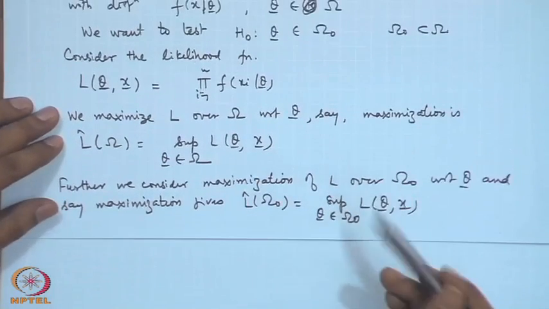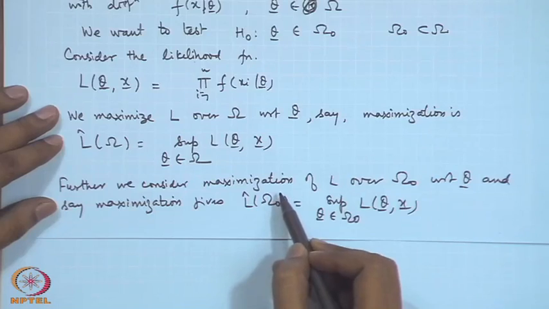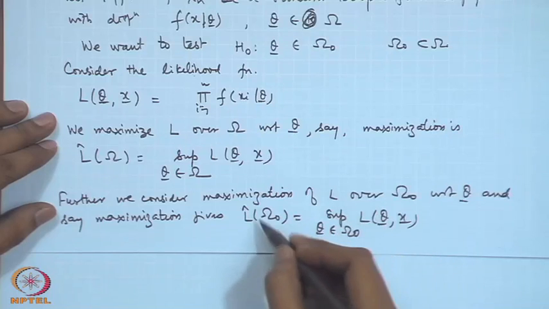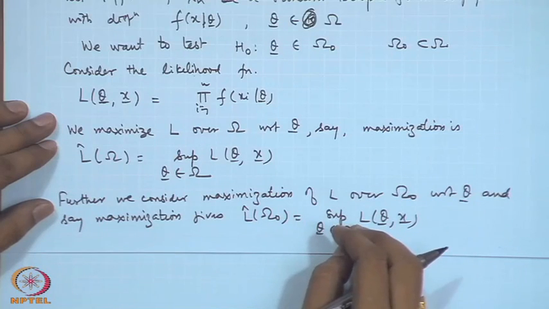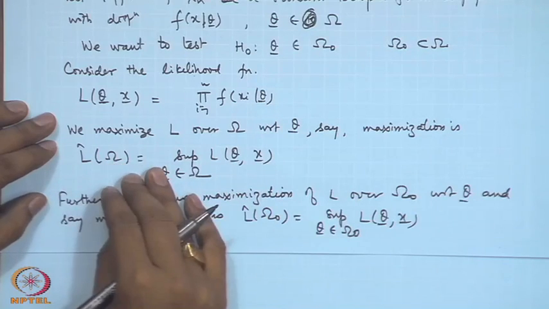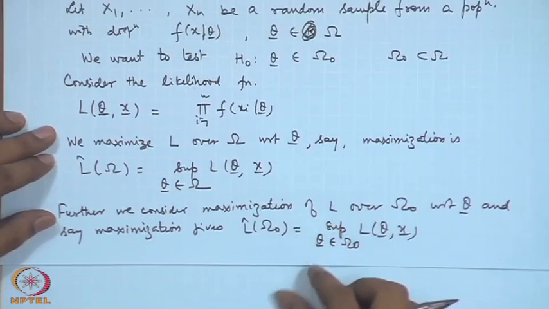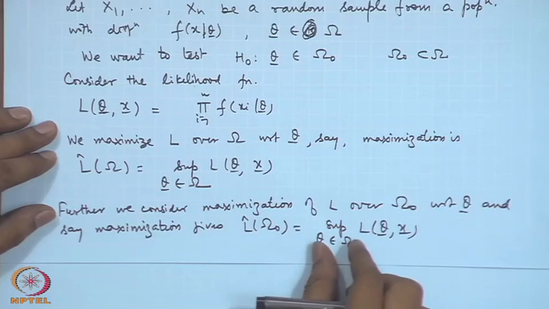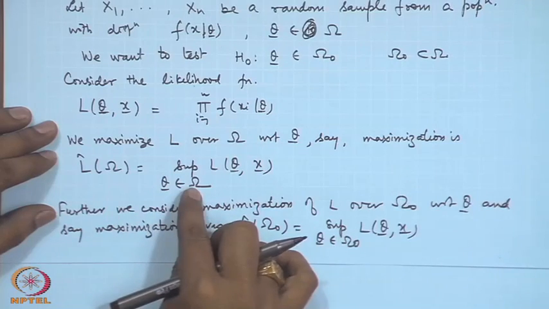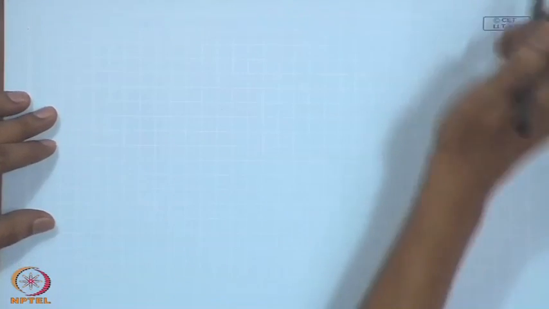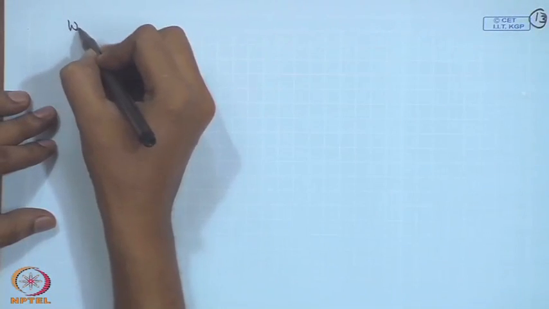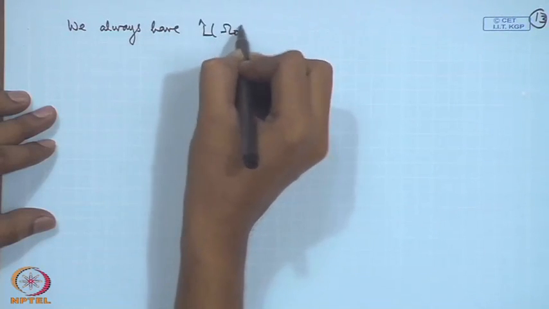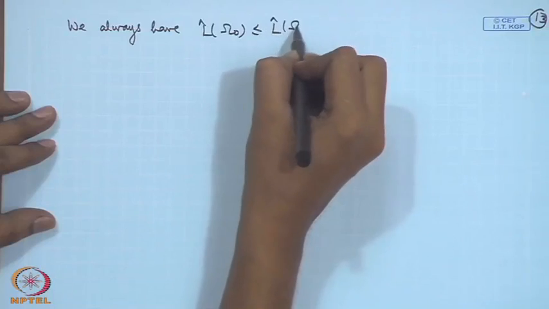Now, you see if the hypothesis is true, that means theta belonging to omega naught is true, then the maximization of the likelihood function over this will be almost the same as the maximization over the whole space. You can of course notice from a simple mathematical argument that L head omega naught is always less than or equal to L head omega, because this is maximization over a subset and this is maximization over the full space. So, we always have L head omega naught always less than or equal to L head omega.